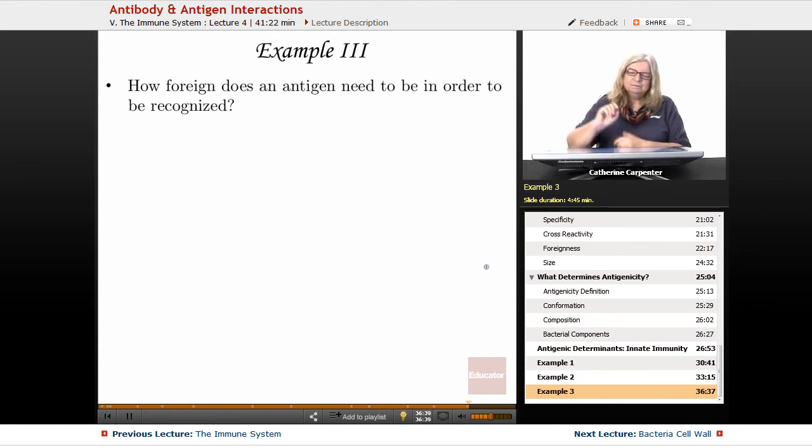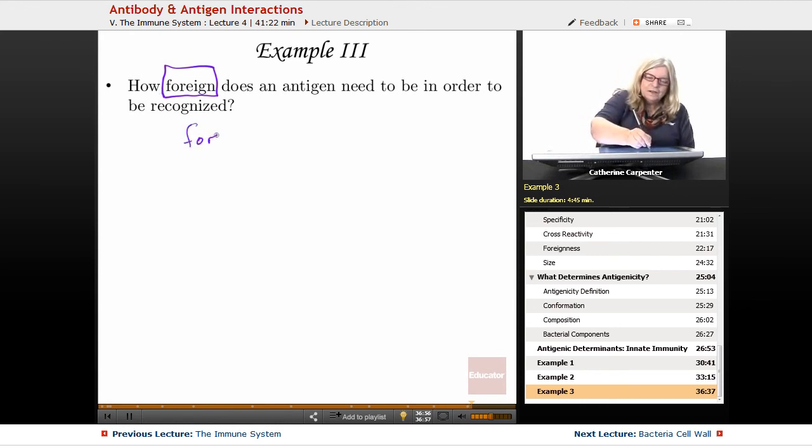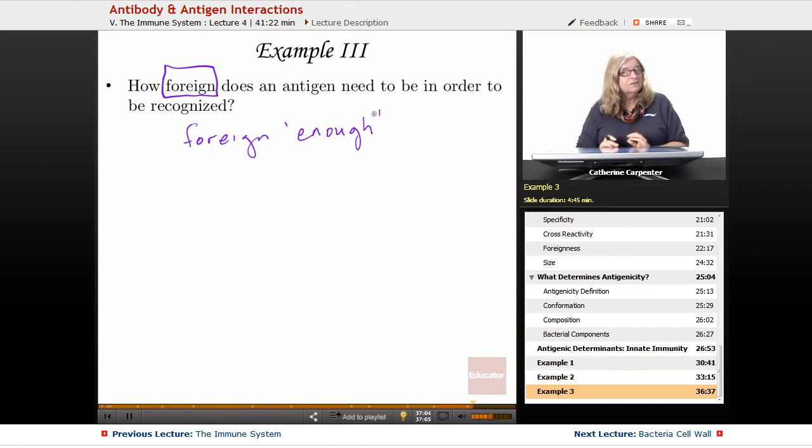Example number 3. How foreign does an antigen need to be in order to be recognized? Okay, so what does that mean, how foreign? Well, it has to be foreign enough, right? But the key word is enough. Now, it's relative, isn't it?